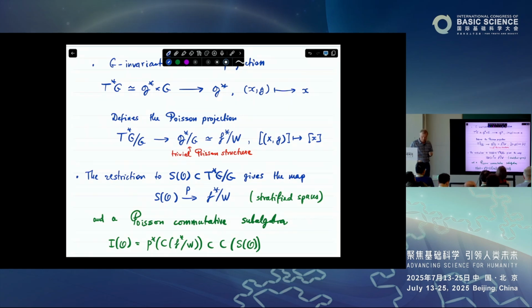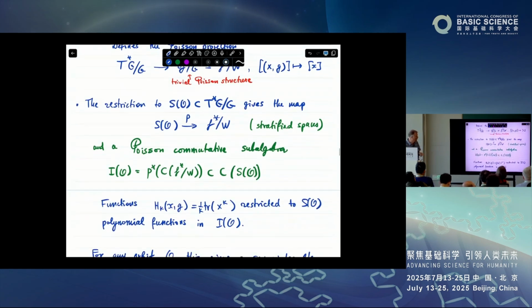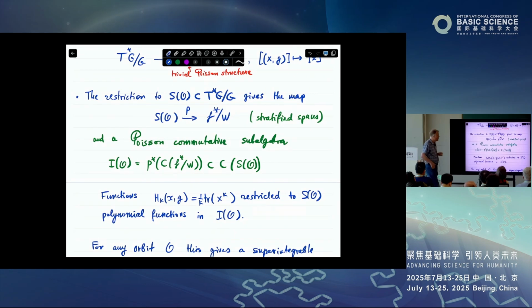And then the restriction to the symplectic leaf of this space gives the mapping from the symplectic leaf to this stratified space H star mod W. H star mod W looks like a cone. So there is a natural stratification: the inside of the principal Weyl chamber, the inside of this cone, and the walls and the origin.